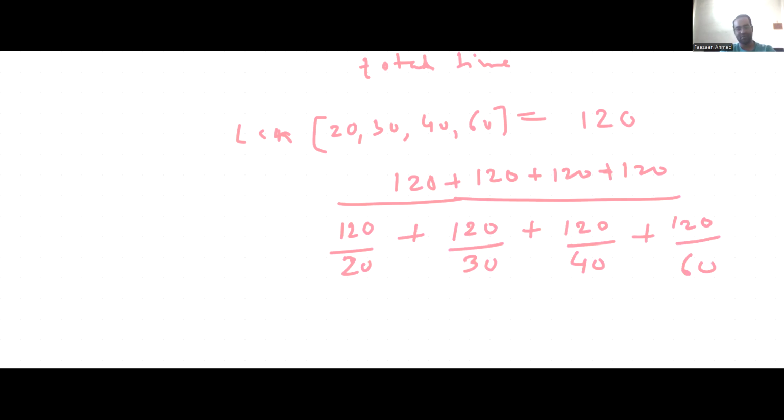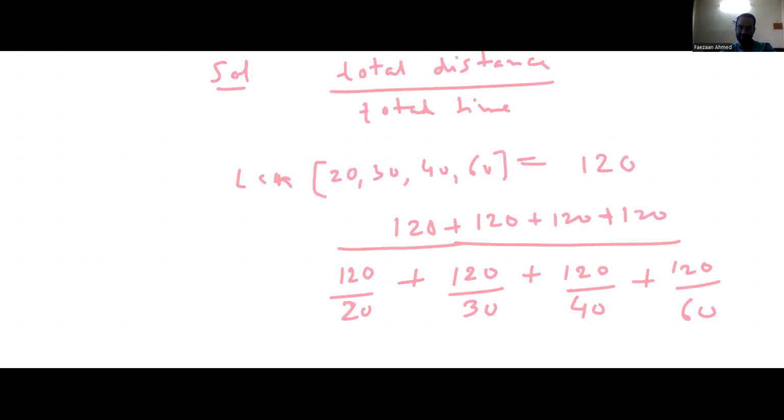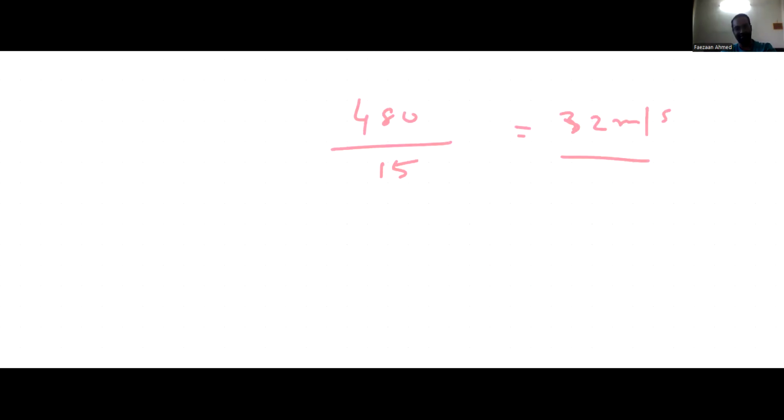If you add all of these, what you're going to get is 480. And if you add the times, you're going to get 15: 6 plus 4, 10, plus the 5, yeah, 15. And this becomes 32 meter per second. So this 32 meter per second is actually going to be your average speed. And if you notice, we have used the formula, which is the total distance, by using the symbol of plus across the individual parts, and we're dividing it by the individual times. That is how you understand average speed.